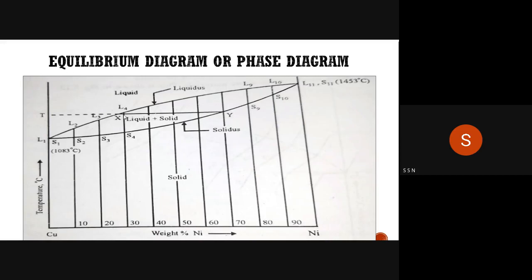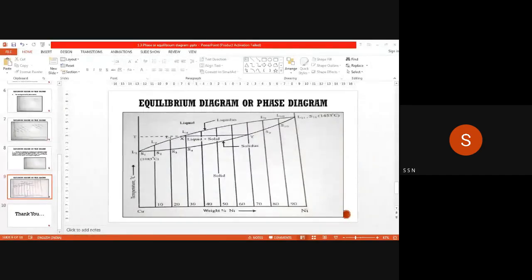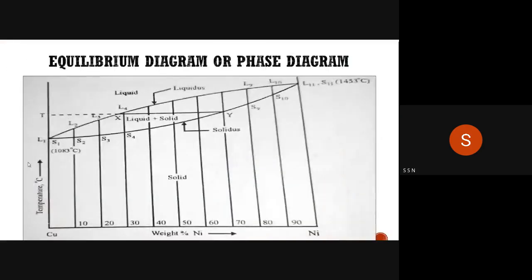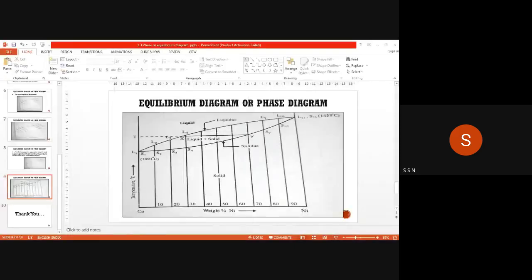So don't heat that component beyond this temperature limit so that it converts into liquid phase, or don't cool it below this temperature so that it converts into solid phase and hampers the structure you have prepared. For those purposes, this phase diagram or equilibrium diagram is used, and we have prepared it by using a cooling curve. So just tell me whether it is understood. Yes, sir.